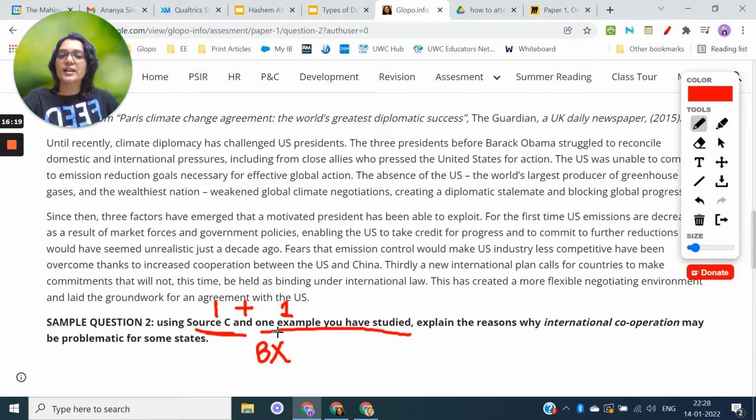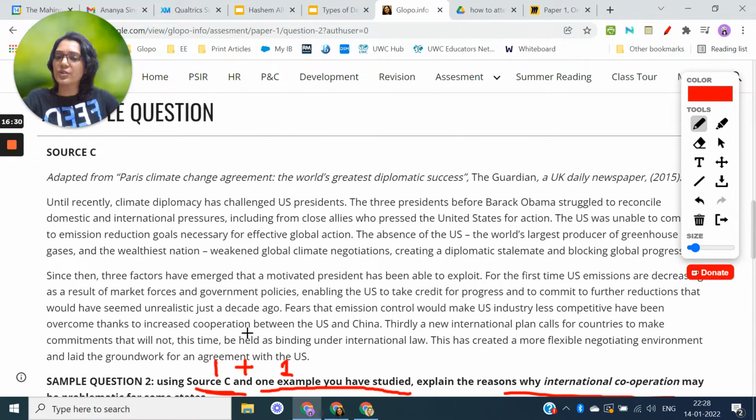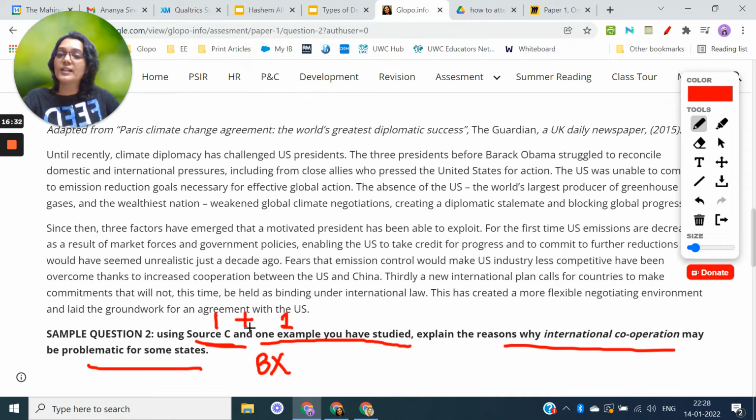Explain the reasons why international cooperation may be problematic for some states. So that means somewhere you already know, you have studied about this one, and this is given in this paragraph also. Once you have read this paragraph, you analyze it and write it down in 3-4 sentences as the first paragraph considering source C, and then in the second paragraph you would be writing about your own example. Fair enough. This is also pretty simple.